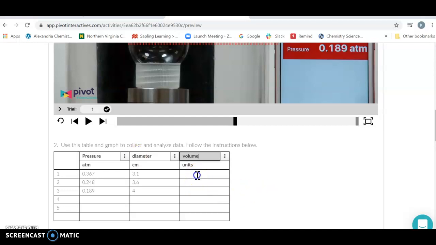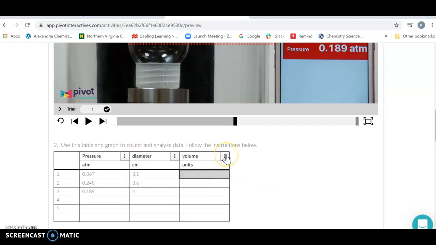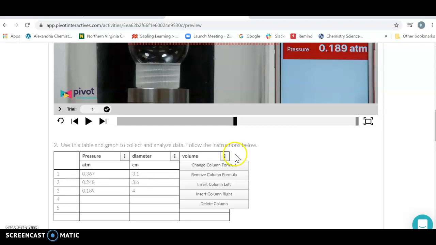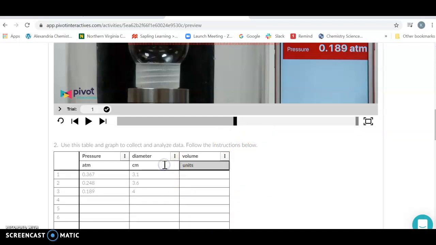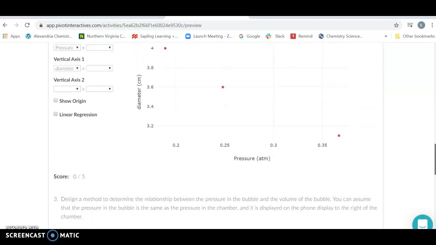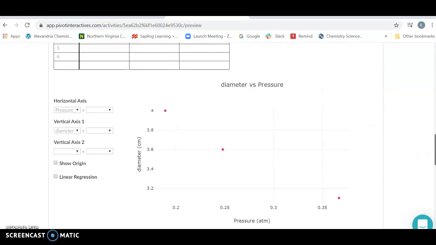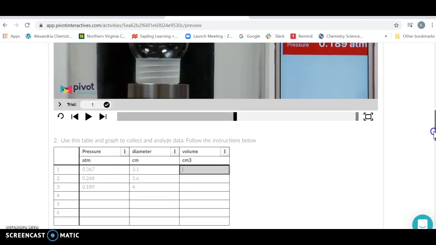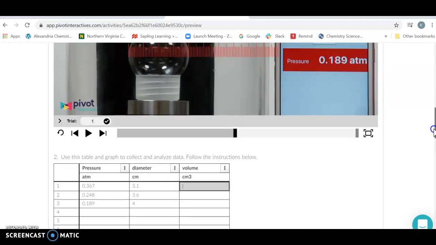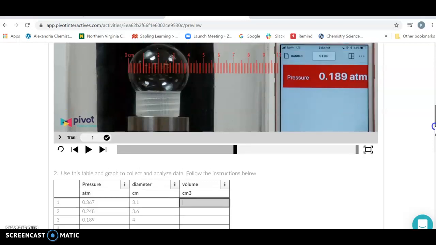If I wanted to do this, I can actually calculate my volume, or I could use the calculator in here to do the volume. I'm just going to go ahead and do it on my calculator. And if I do that, then in here, put centimeters cubed, I can calculate the volume. And once I do that, I will generate a new curve. Now that's still great, but that still isn't going to work either, because pressure is not directly proportional to volume. Pressure is inversely proportional to volume.